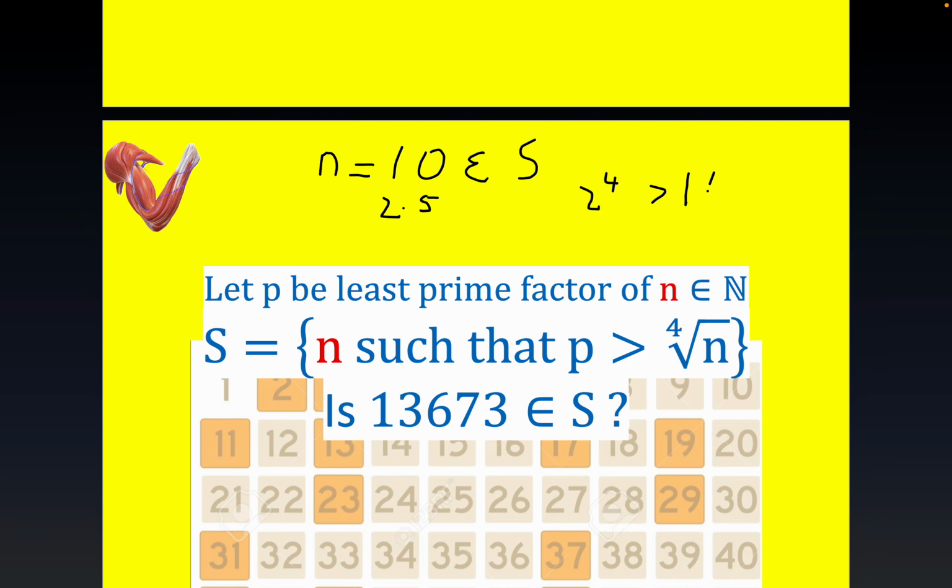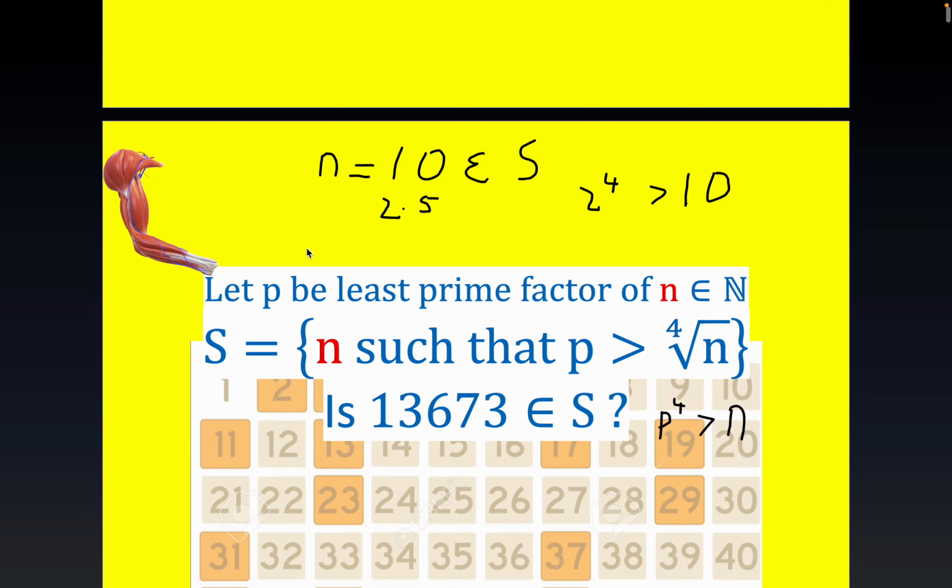Notice that this statement right here is the membership condition: p is greater than the 4th root of n. It's more convenient to write this as p to the 4th is greater than n. These are both positive numbers, so you can raise both sides to the 4th power and maintain the order of the greater than symbol. This is clearly easier to think about. And so we get 2 to the 4th is greater than 10, which means 10 is a member of our set S.